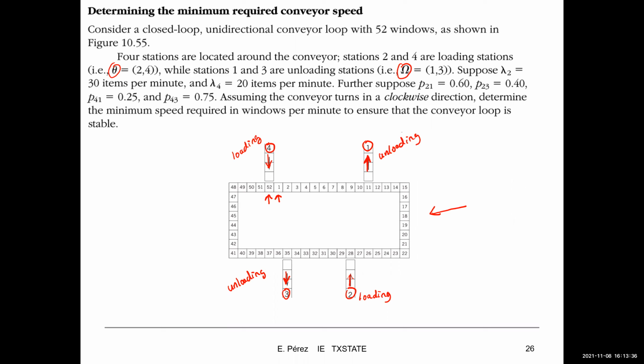Now we have the lambda values, so the arrivals. Suppose that lambda 2 equals 30 items per minute. So lambda 2, for this loading station, equals 30 items a minute. And lambda 4 equals 20 items a minute.